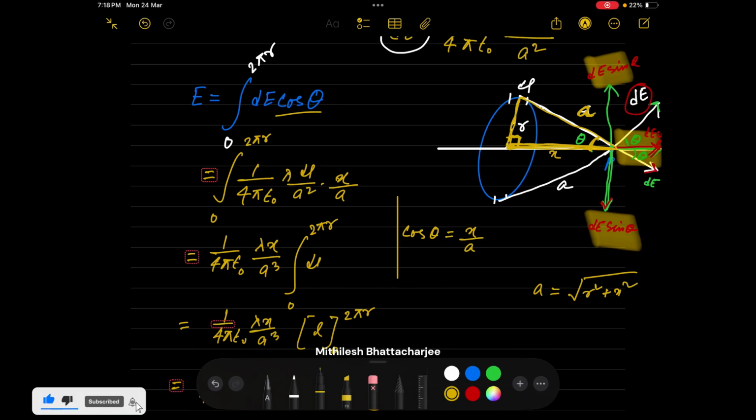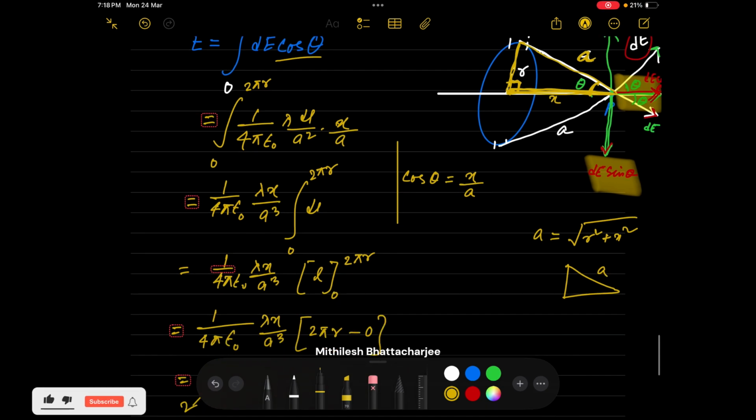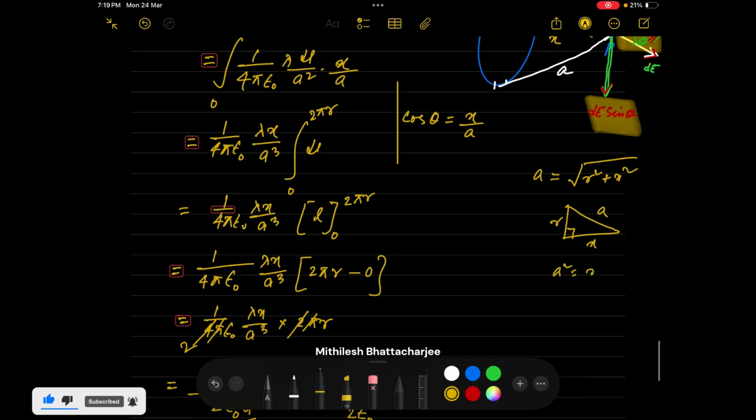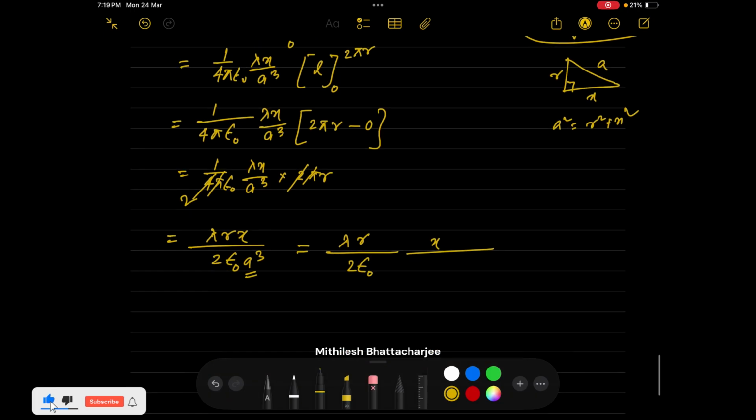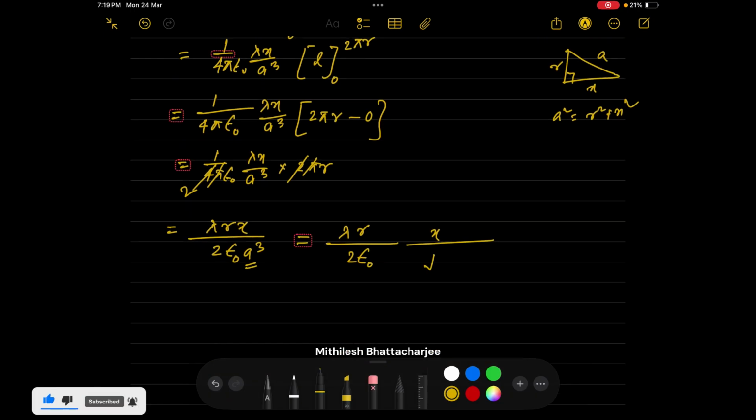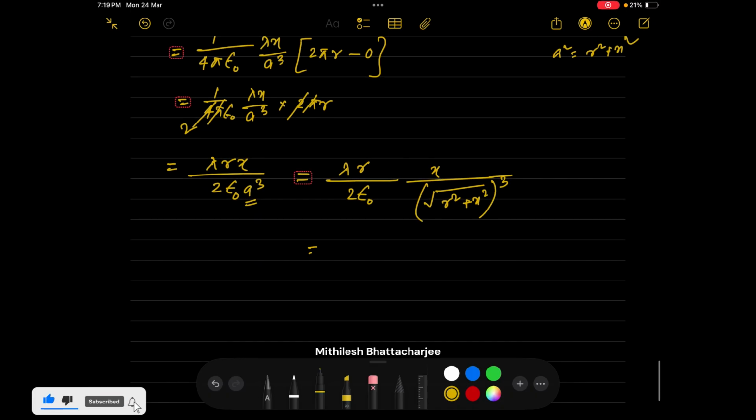Now this is the triangle. This is a, this is r, this is x. This is 90 degree. So a square will be how much? r square plus x square. So we can write a is equal to root under r square plus x square. So root under r square plus x square whole power 3. So we can write lambda r by 2 epsilon naught x by r square plus x square whole power 3 by 2.